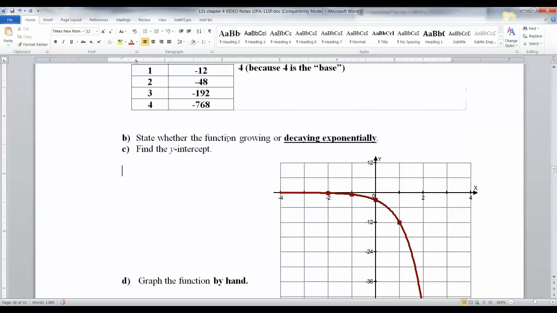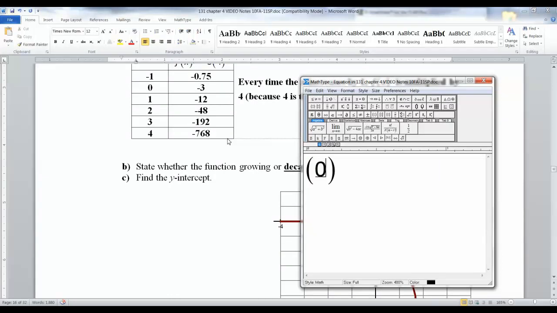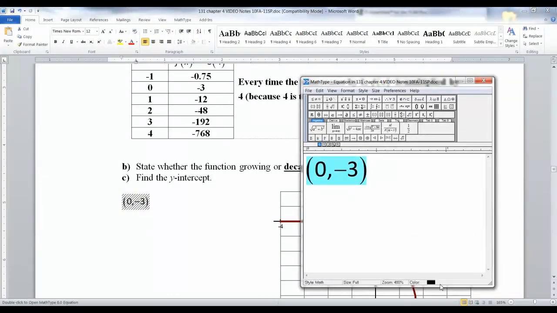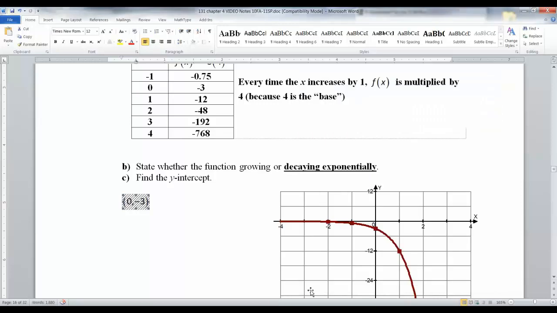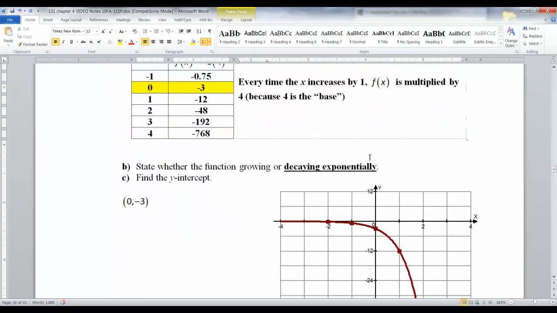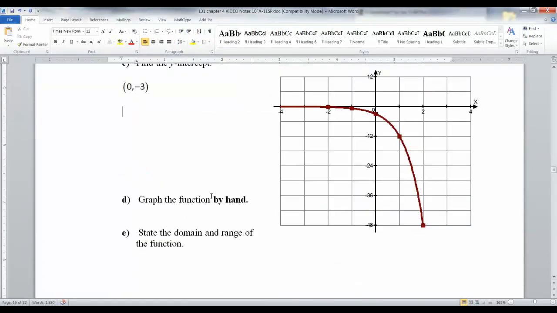All right, find the y-intercept. Well, it's kind of easy. It's (0, -3). Now you can see it in the problem because it said a was -3. It says -3 times 4 to the x. And then you can see it in the table right here, (0, -3). Right? And then you can also see it in the graph. Okay, so there's a lot of ways to see it. (0, -3), all good.